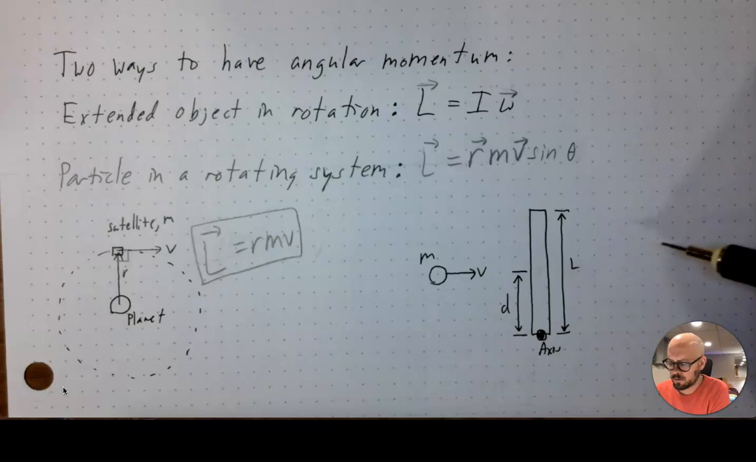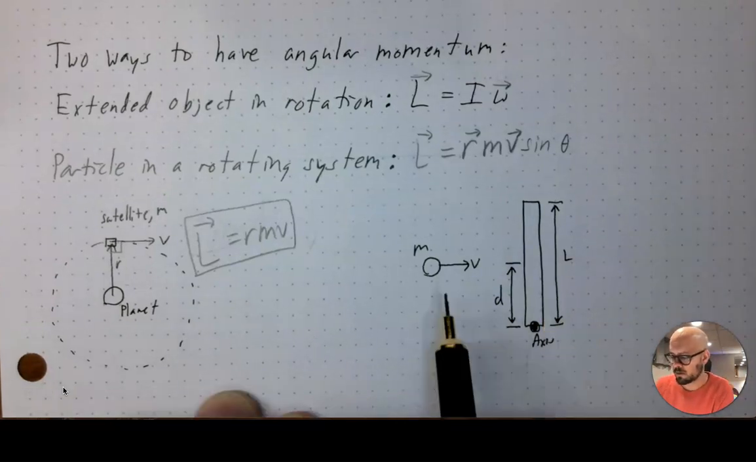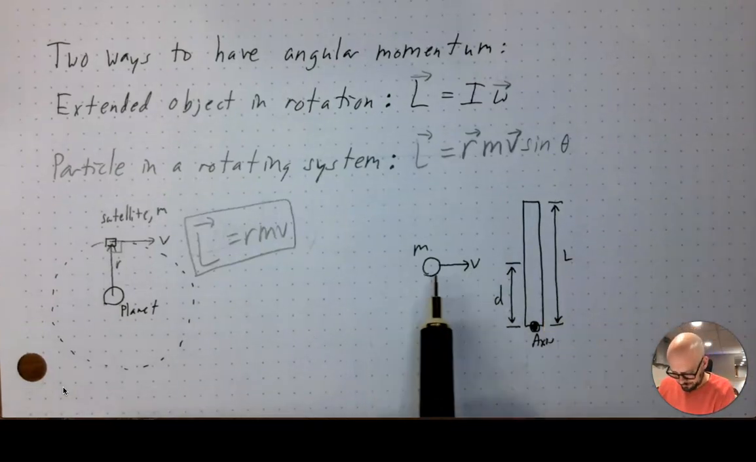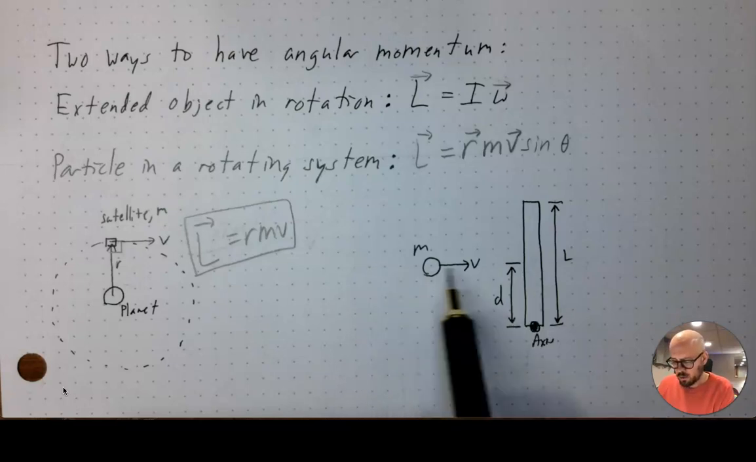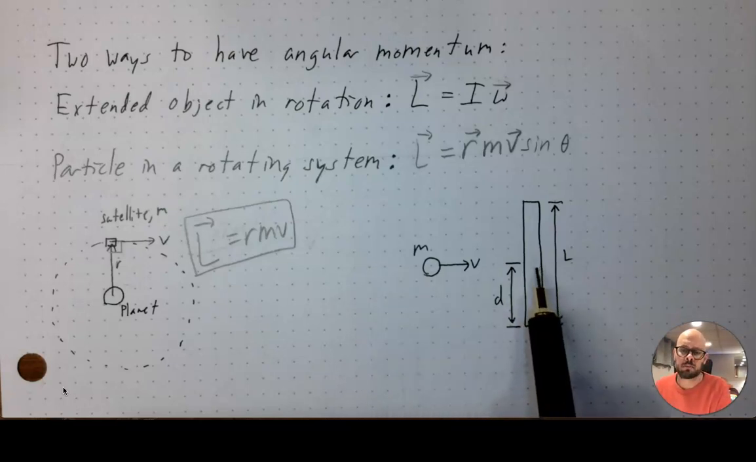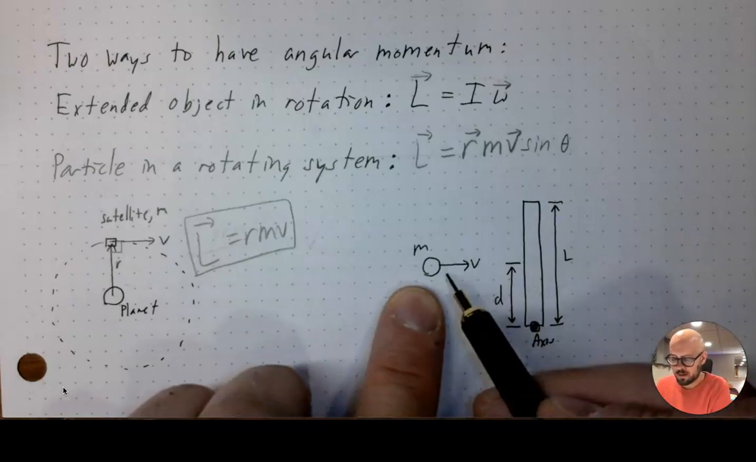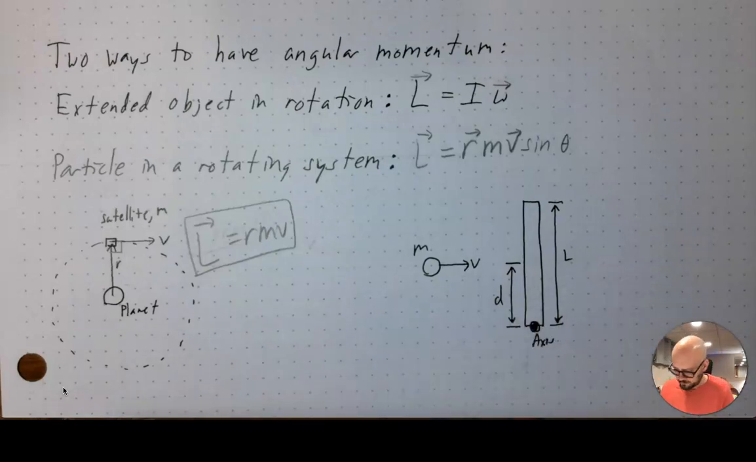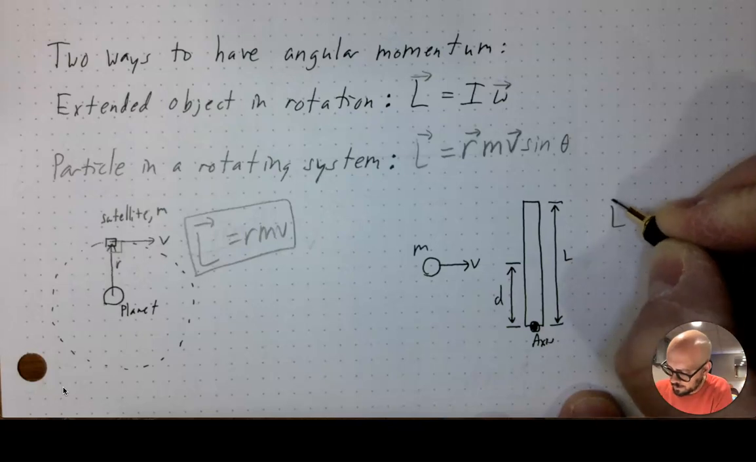This second example is a little more mysterious because this mass is moving in a straight line toward the middle of this bar. And we're going to consider that this mass has an angular momentum. And we just need to figure out what that is.